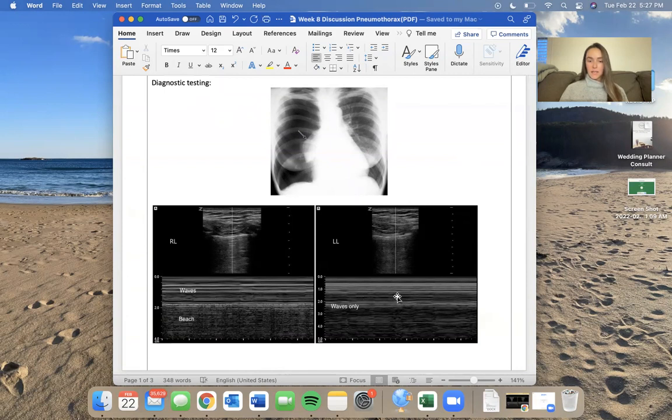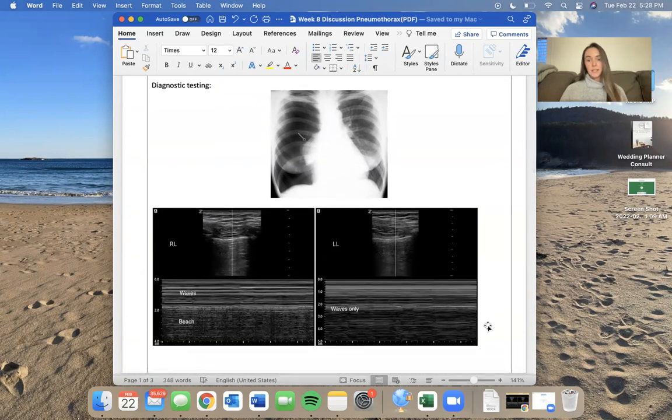And then on the right-hand side here, you have a pneumothorax. It's called a barcode sign. It's just the waves. There's no sandy beach anymore. And that is because the ultrasound waves cannot transmit through air. So there's nothing for them to bounce back off of as there was over here. This is just free air. And also a chest CT would show a similar picture to this x-ray over here with the collapsed lung.